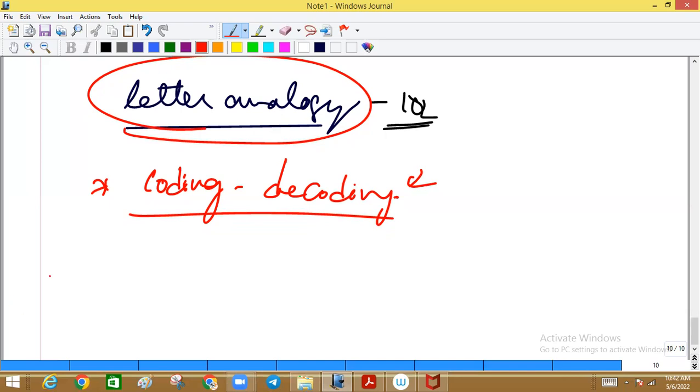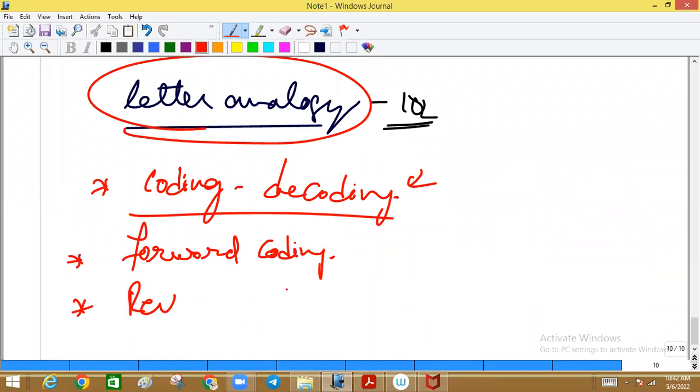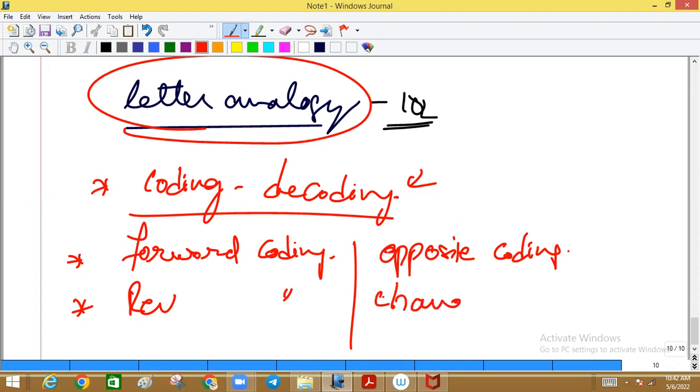You should know what type of questions you'll be asked. The first type of question is forward coding. Only these questions are possible. Other questions you can't make. Forward coding. Other one is reverse coding. Then followed by opposite coding. You get a lot of questions from opposite coding. I don't know why, SSC will ask a lot of analogy questions from opposite coding. Then followed by change in pattern. Then followed by rearrangement.